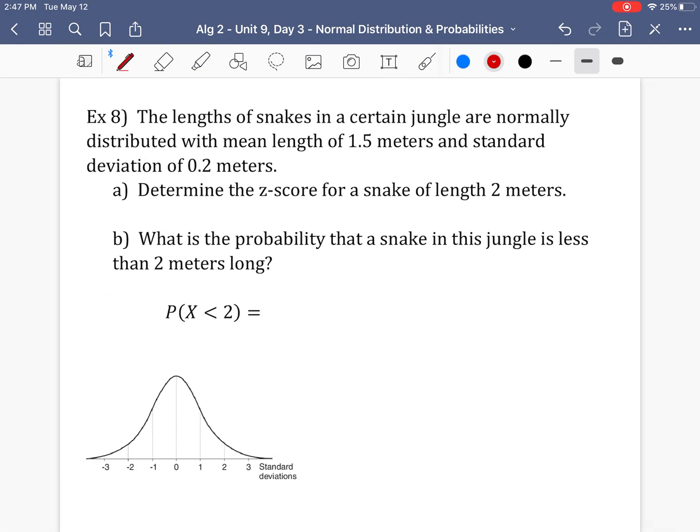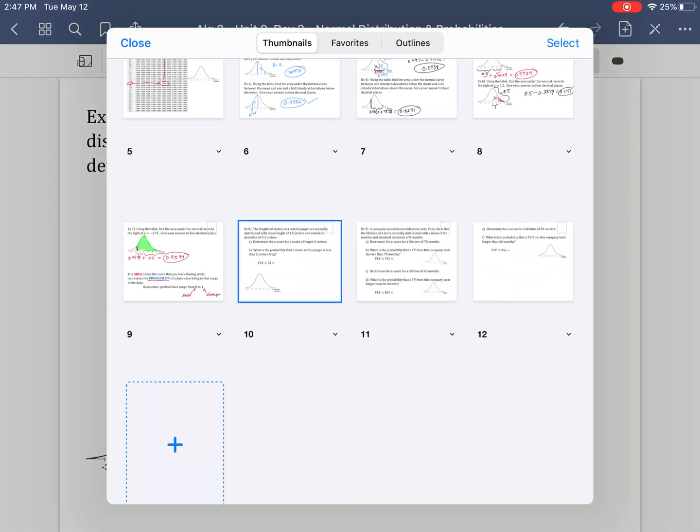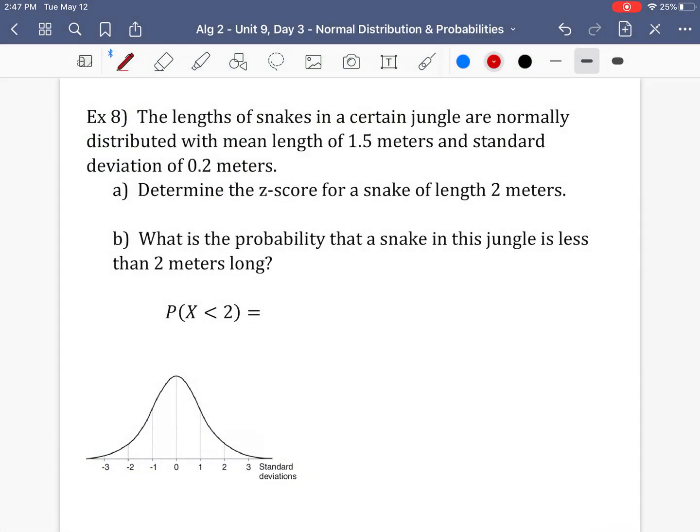All right, so we just have a couple more examples, I think. Yep, all right. So a couple more examples. The lengths of snakes in a certain jungle are normally distributed with a mean of 1.5 and a standard deviation of 0.2. So here in letter A, I've asked you to calculate the z-score for me. So in those last problems, you were given the z-score right off the bat. So here we have to calculate it.